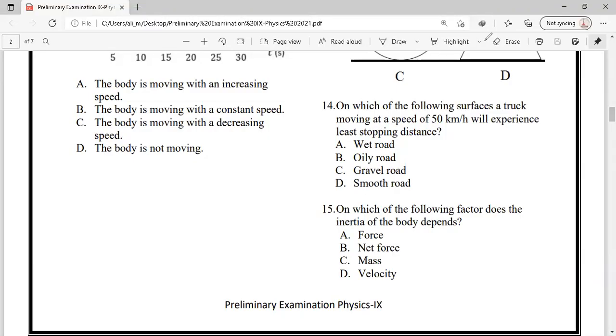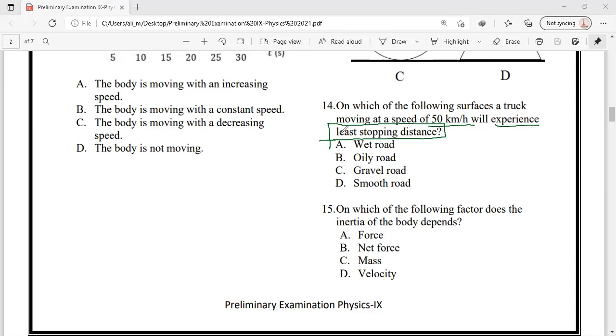Let's see question number 14 and 15. On which of the following surfaces will a truck moving at a speed of 50 kilometers per hour experience the least stopping distance? So, what is meant by least stopping distance? The stopping distance is the distance covered by the body when it applies the brake and then comes to rest.